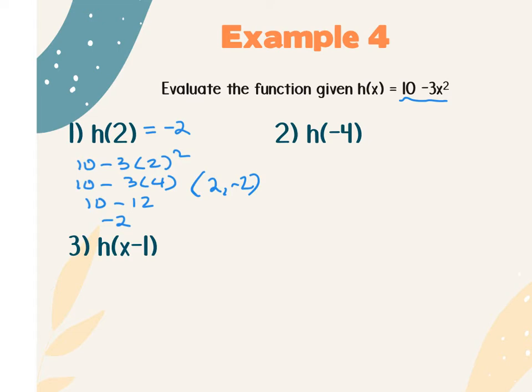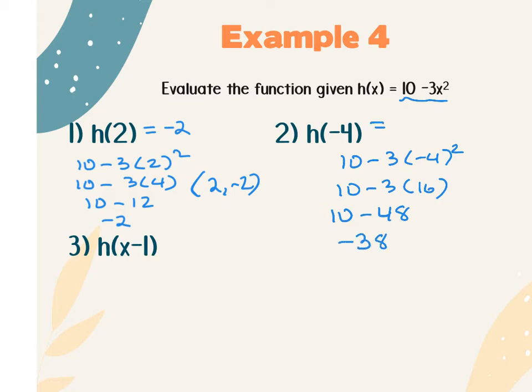h of negative 4. So 10 minus 3 times negative 4 squared. Again, do the exponent first, turn that into a 16. And then now multiply, and now subtract. So h of negative 4 equals negative 38. Ordered pair, negative 4 comma negative 38.